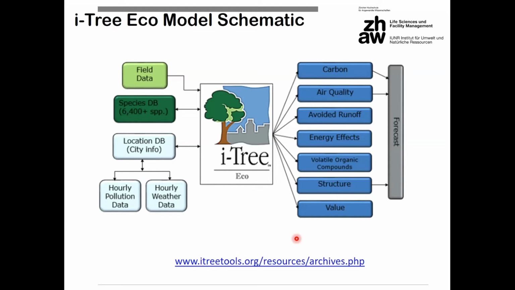I3 uses these infos to provide results in, for example, carbon sequestration, improving of air quality, avoided runoff as well. If you want, you can have energy effects calculated. And of course, we have the value of the structure of the tree itself.